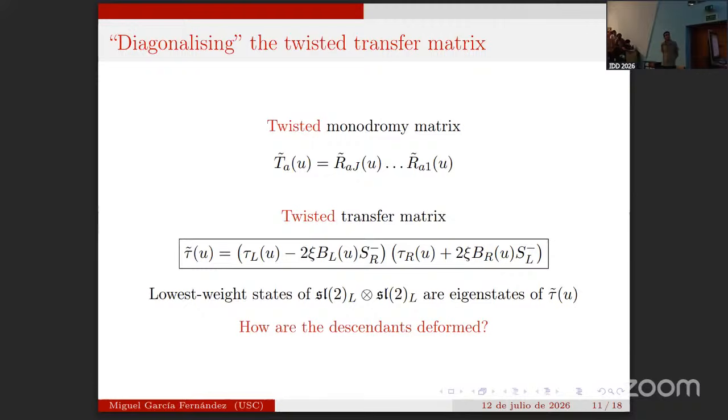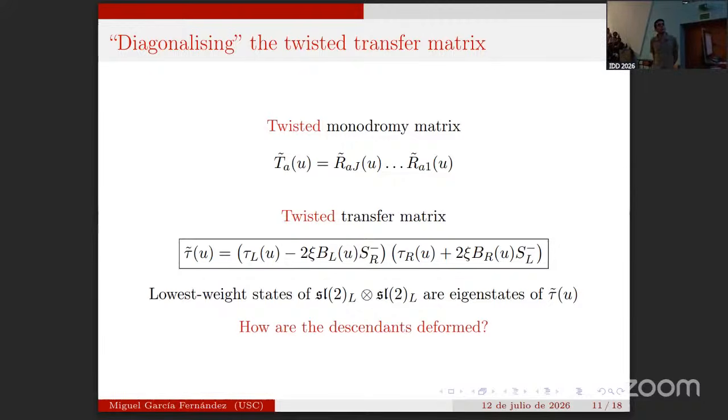So now, following the standard root algebraic answer, instead of diagonalizing the Hamiltonian, we diagonalize the transfer matrix. So we introduce a twisted monodromy, which is just a product of twisted matrices, and then consider the trace over this A, which is the auxiliary space. If you do this trace over the auxiliary space, we get the so-called transfer matrix, which is this object here.